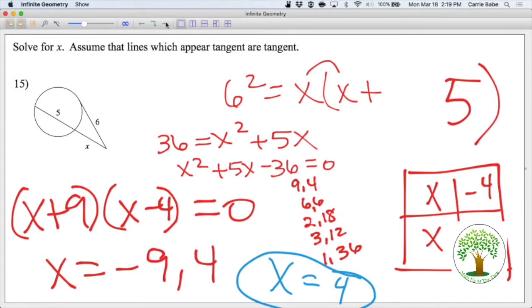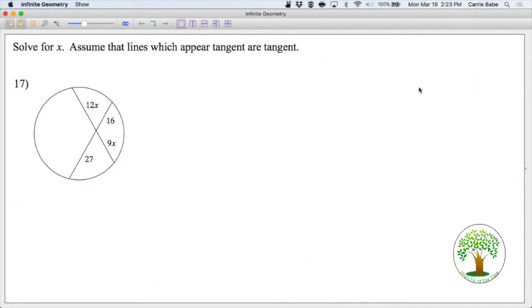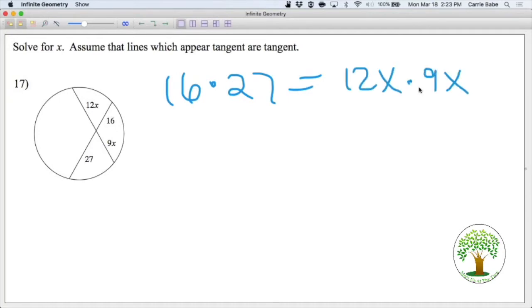Questions? Let's do another one. Number 17. What's the relationship between that 12x and the 16 and the 9x and the 27? 16 times 27 equals 12x times 9x. What is 16 times 27? I did not memorize my 16 times tables. 432. Somebody verify that. Got it?